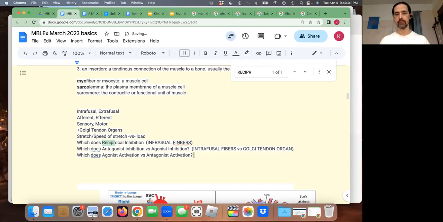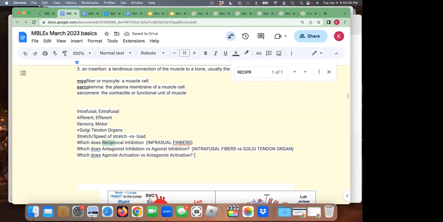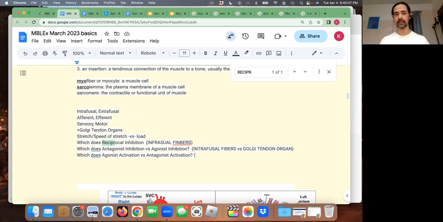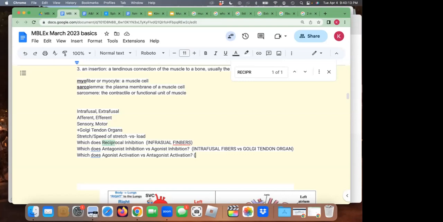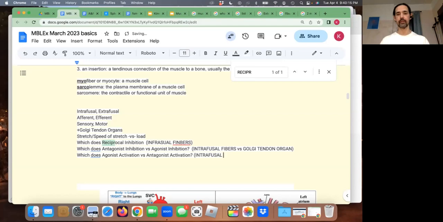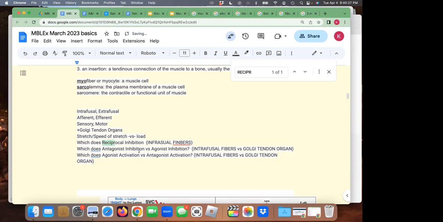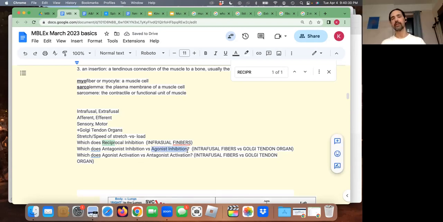All right, you guys make sure you review this. Which does agonist activation versus antagonist activation? Agonist activation would be intrafusal fibers versus antagonist activation, which would be the Golgi tendon organ. When you have agonist inhibition, that's the Golgi tendon organ. You pick up something very heavy, the load is too heavy, the Golgi tendon organ says, let the agonist go, let the weight go, inhibit the agonist.